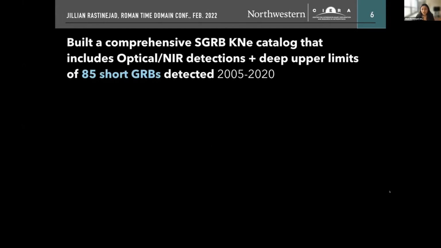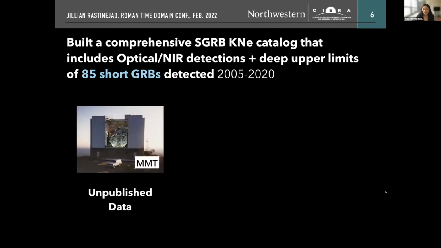So getting on to the work that we published last year, what we did is build a comprehensive short GRB kilonova catalog that includes optical and near-infrared detections and deep upper limits of 85 bursts detected over the last 15 years. This is the most comprehensive kilonova catalog to date. And indeed, we include unpublished data from premier ground-based telescopes, including, dear to my heart, the MMT, and then Gemini.